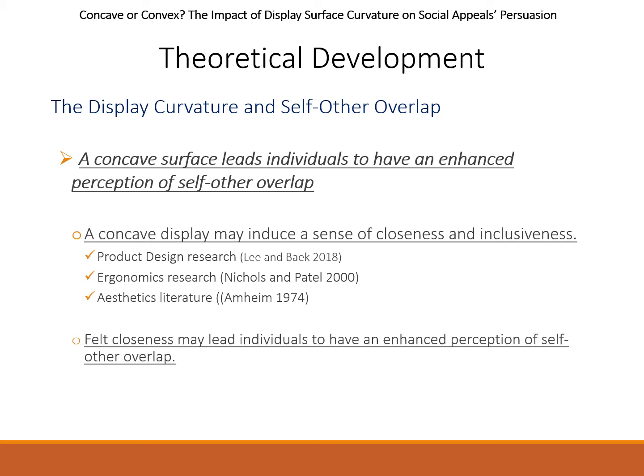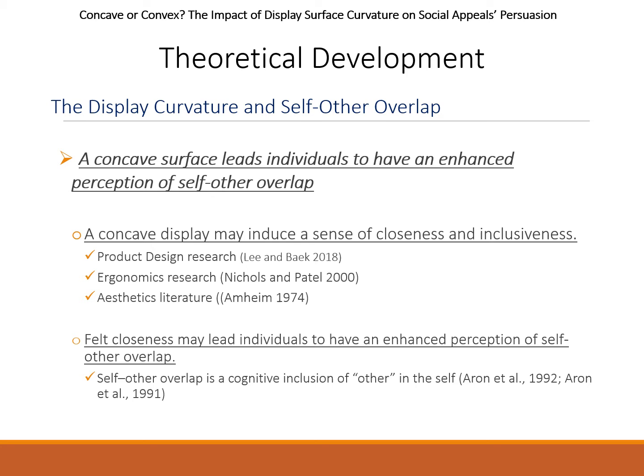And further, there's research that shows that felt closeness may lead to an enhanced perception of self-other overlap. Self-other overlap is a cognitive inclusion of other in the self. So when people are experiencing strong feelings of closeness and connectedness, they are more likely to allocate greater cognitive resources to process social events, to categorize events belonging to we instead of you and I.